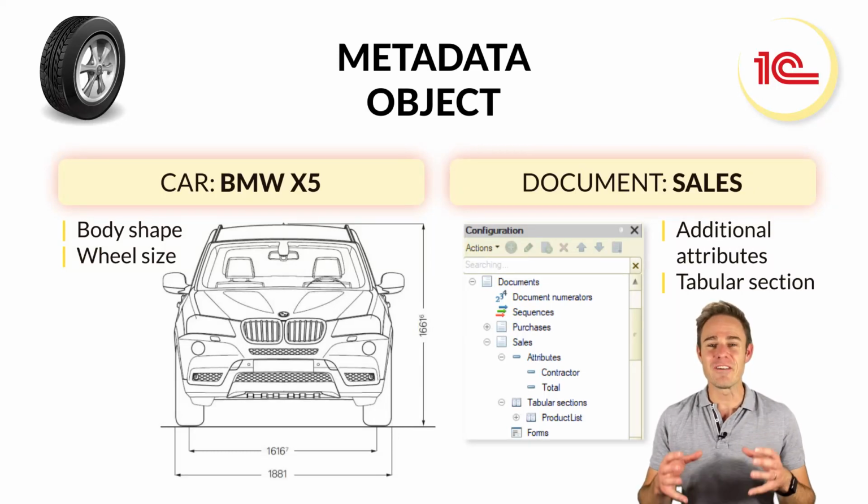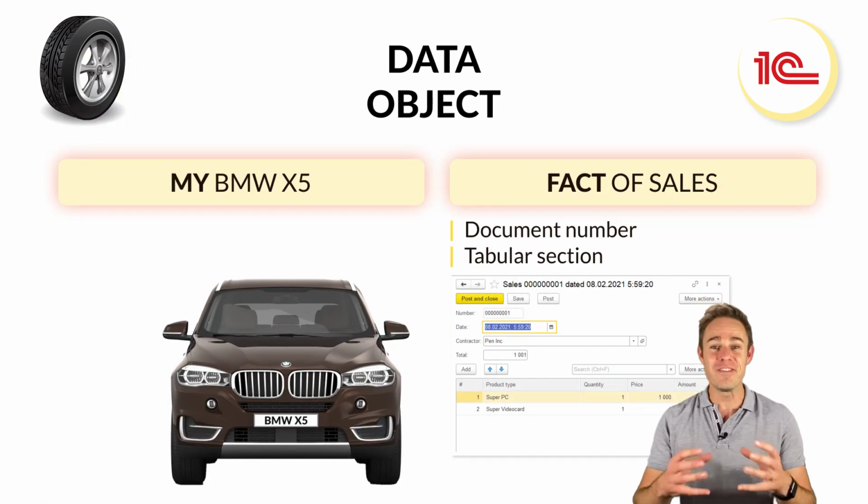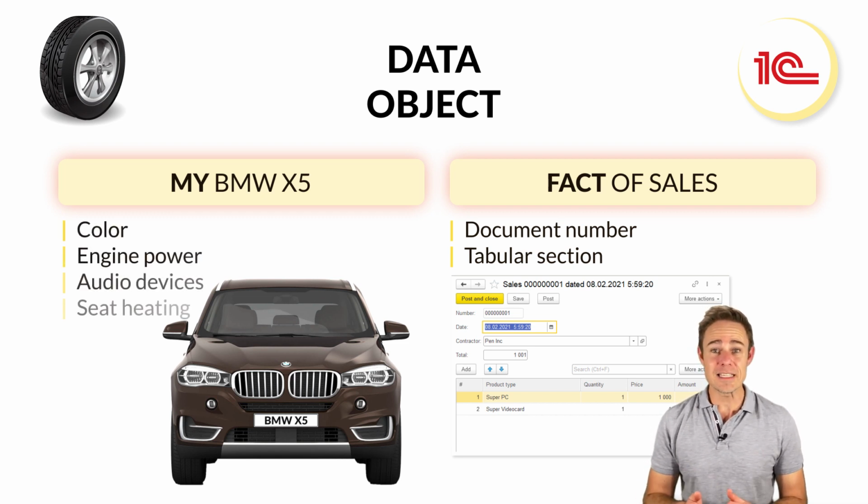But we still don't have a physical representation of that car. So let's move to the BMW factory and order our own vehicle, shall we? We can choose the car's color, exact engine power, audio devices, seat heating, and so on. And that's how we create a specified instance of a metadata object, a data object. Now let's move to OneC Enterprise and check this example.